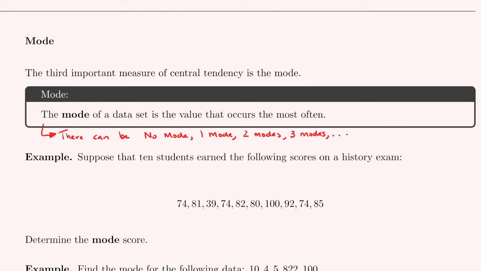A third measure of central tendency is the mode. The mode measures which value occurs the most often. And one thing to keep in mind in terms of mode is that there could be no mode if all the values occur only one time. In that case, there's no value that occurs the most often. There could be a single mode if there is one data entry that occurs the most amount of times. Or there could be 2, 3, 4, 5 modes, etc., if there are multiple data entries that all occur the most times together.